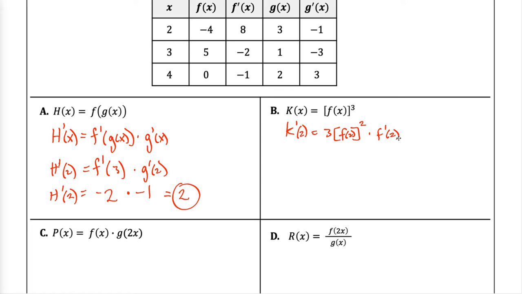Do you want to keep going? You want somebody else to help you out? Okay. So then f of 2 is negative 4. And then f prime of 2 is 8. And then negative 4 squared is 16 times 8. Oh, I have no idea what 24 times 8 is, or 24 times 16. 384.